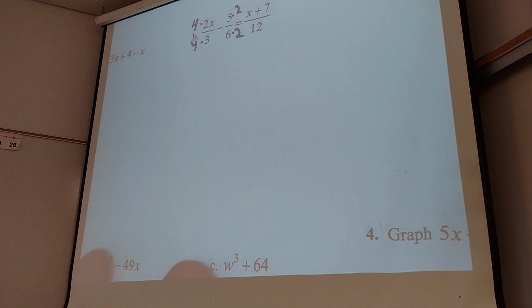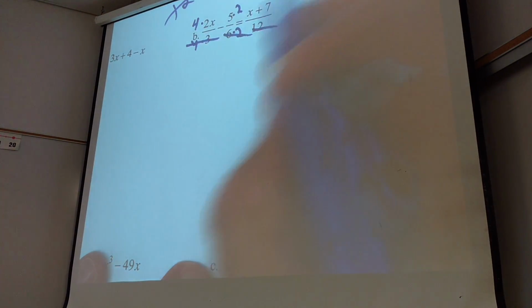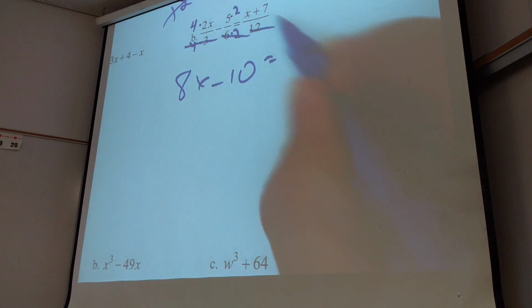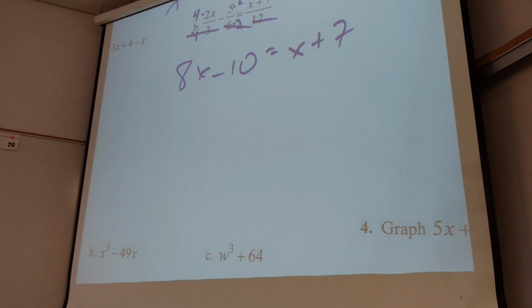It's got two sides, so I'm allowed to multiply by 12. Cancel. That cancels all the bottoms, so what am I left with? 8x minus 10 equals x plus 7. All right, let me stop there for a second. Some of you might have slightly different ways of doing that problem, but they should all come out to this step eventually. And now this is just like the last problem.